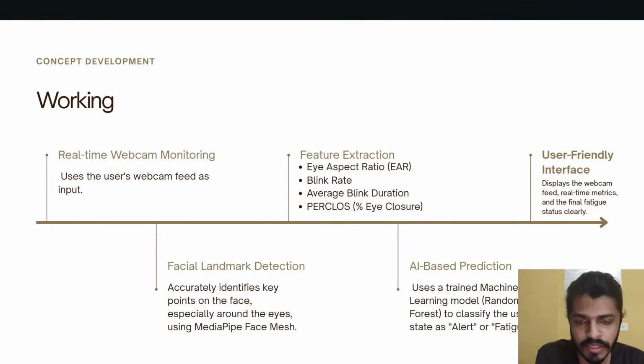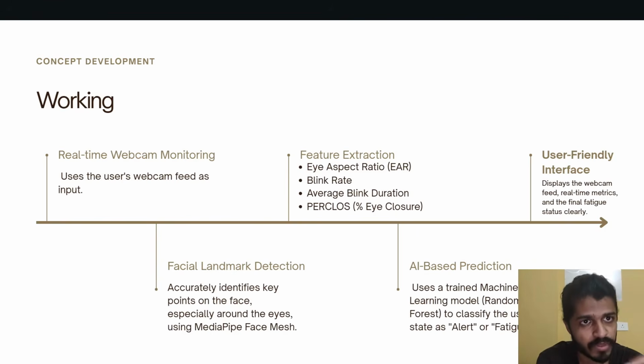We made a backend, a trained model, and a front end. The working starts with real-time webcam monitoring. It uses the user's webcam feed as input. It starts with facial landmark detection. How are facial landmarks detected? We pass each frame to MediaPipe, and MediaPipe gives us around 478 facial landmarks. With the help of those landmarks, we calculate features like eye aspect ratio, blink rate, average blink duration, and PERCLOS.